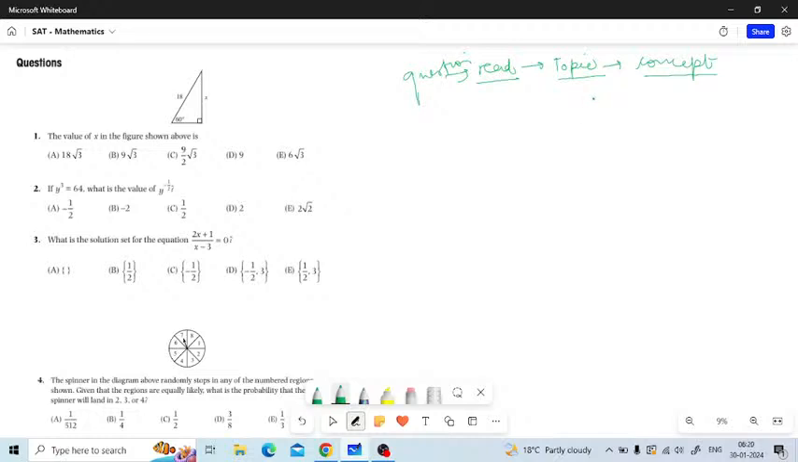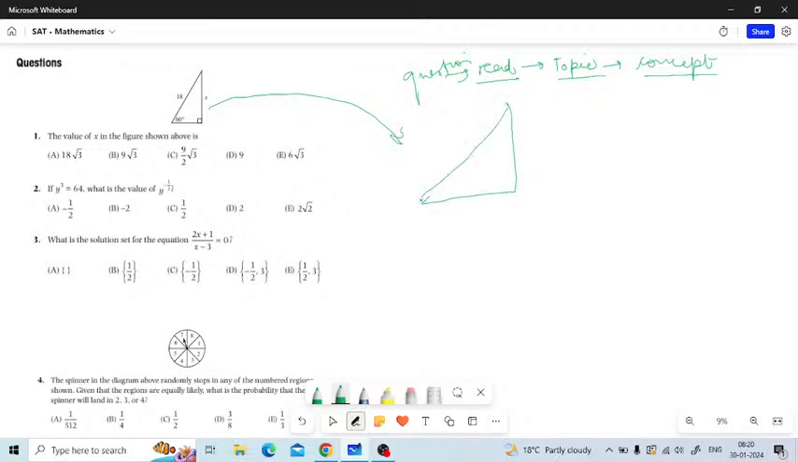So before going into depth, let's solve a very few simple problems. This is the figure that you see right here. In this figure, the value of x has been asked. Let me enlarge it.